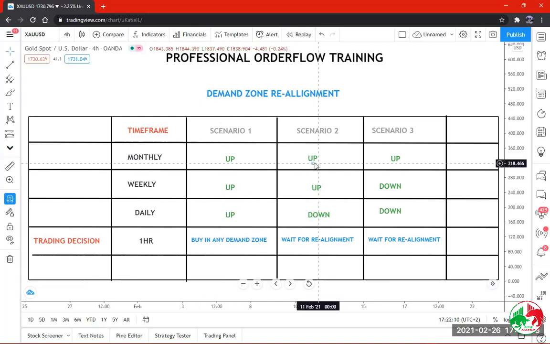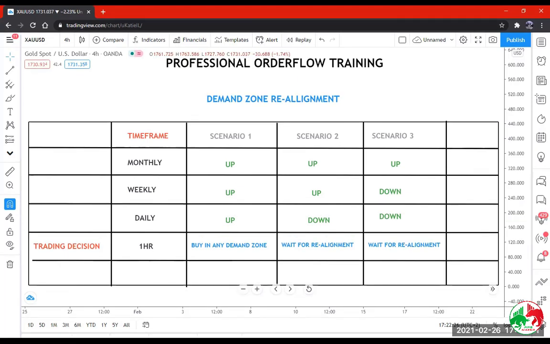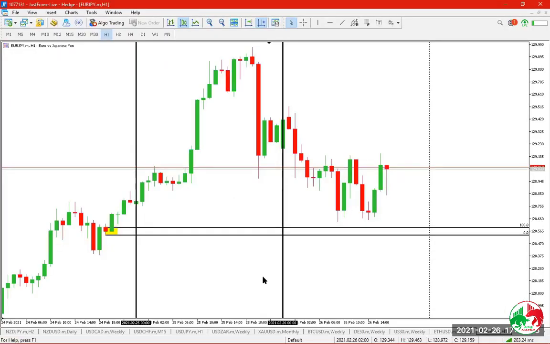So if scenario two, your monthly is bullish, weekly is bullish, but the previous daily was bearish, then you simply wait for the alignment, okay? Wait for the current candle to also close bullish, so you can trade it the following day. I'm not sure if I'm making sense. Could you repeat it just so I would be sure to understand? Yes. Let me use a chart.